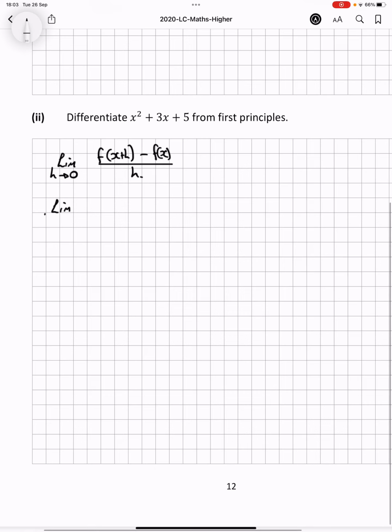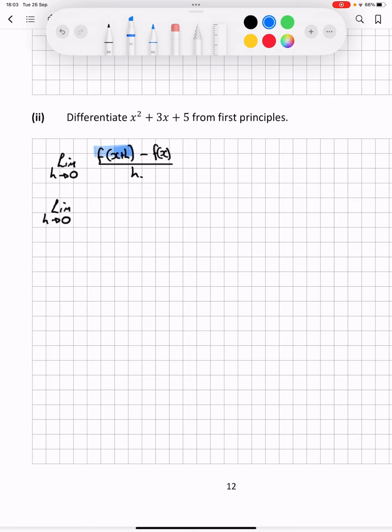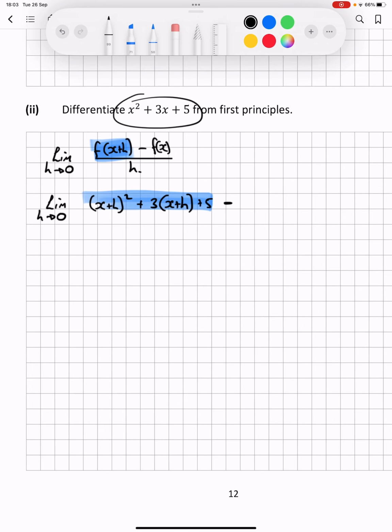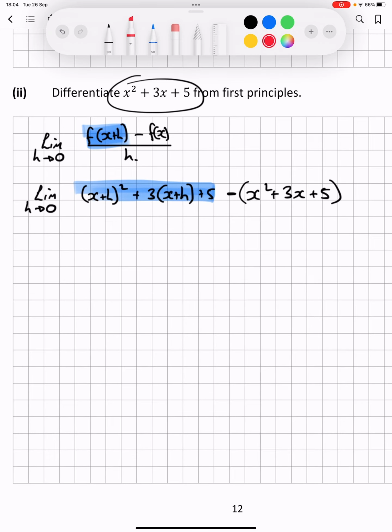So that's the limit as h goes to 0 of, fill in this bit first. So that's going to be everything up here, but replace x with x plus h. So (x plus h) squared plus 3 times (x plus h) plus 5. That's all the blue bit. Minus f of x is just the function, x squared plus 3x plus 5. And it's minus that whole function. So be careful that you put the minus there in brackets, so that we're going to subtract the whole f of x, not just that x squared bit. Okay, so that's what we have, and it's all getting divided by h.